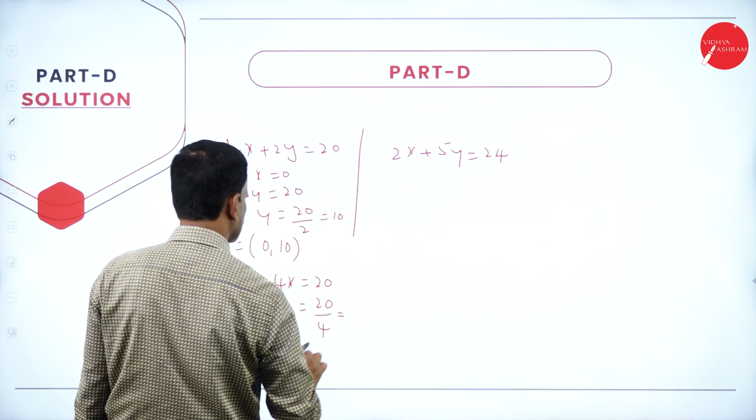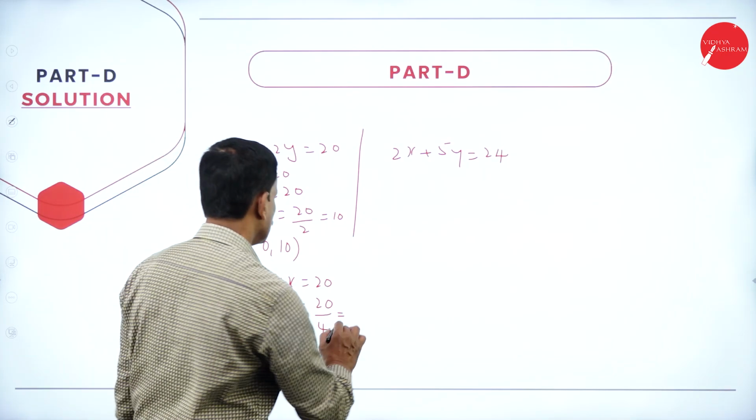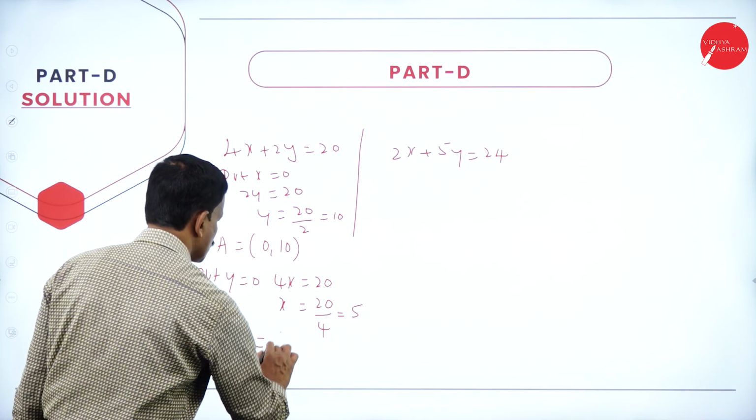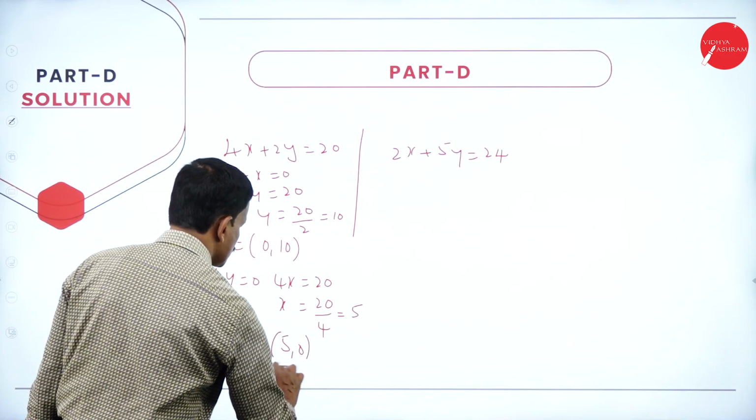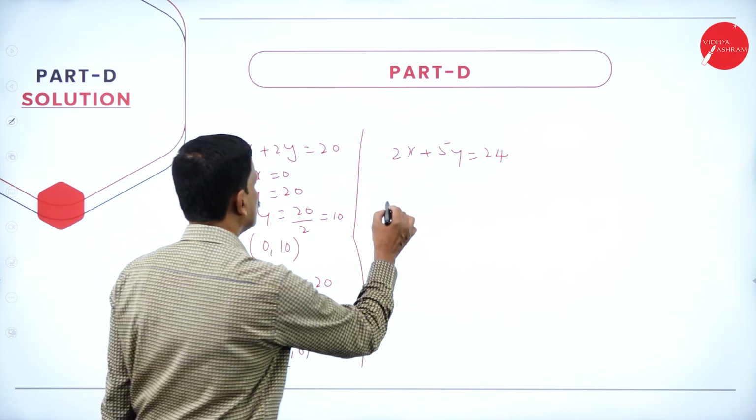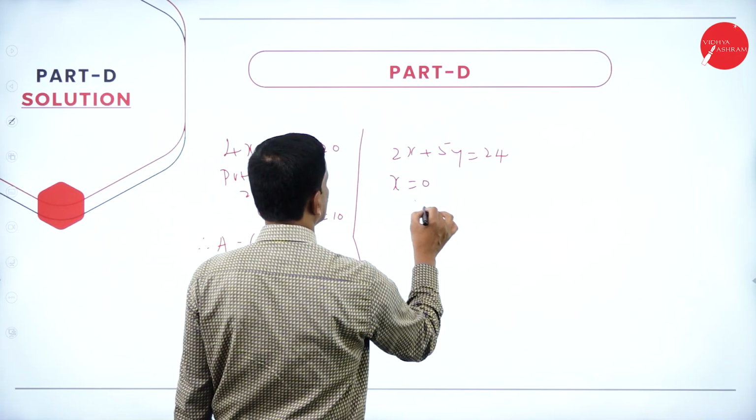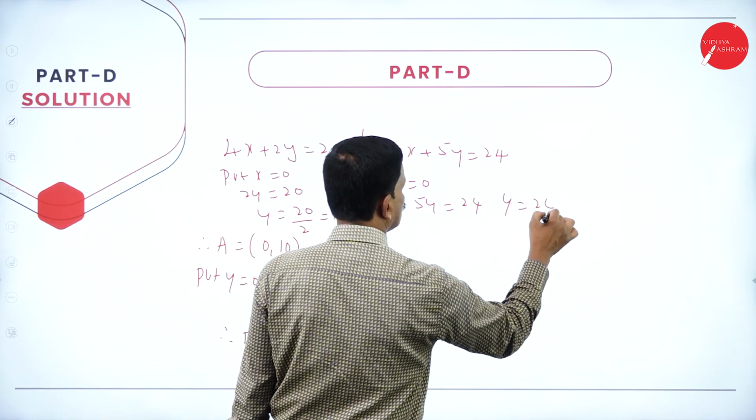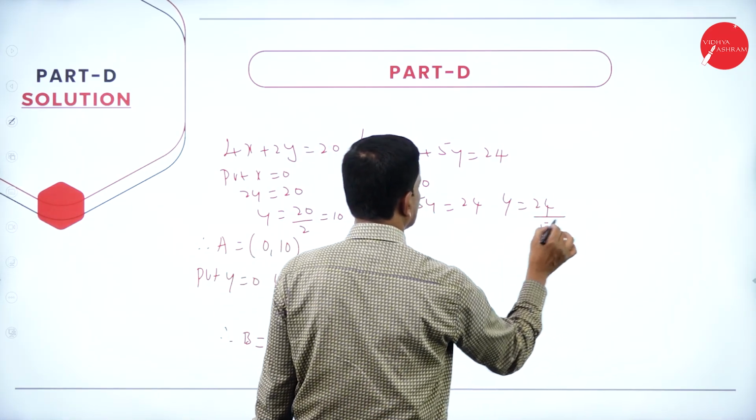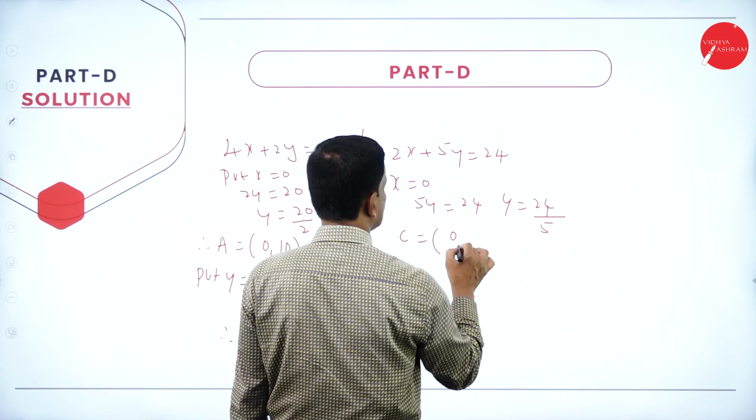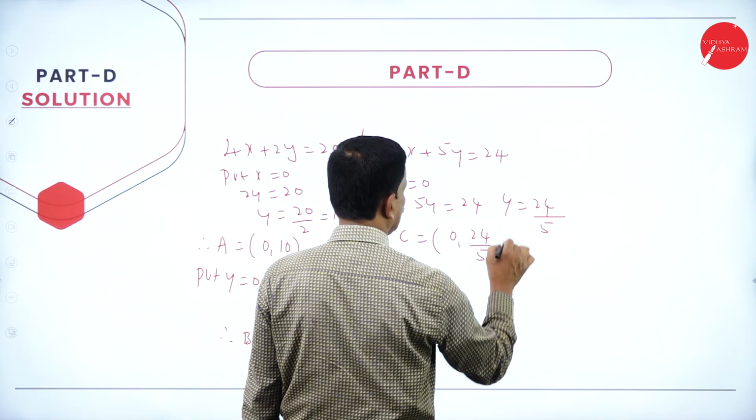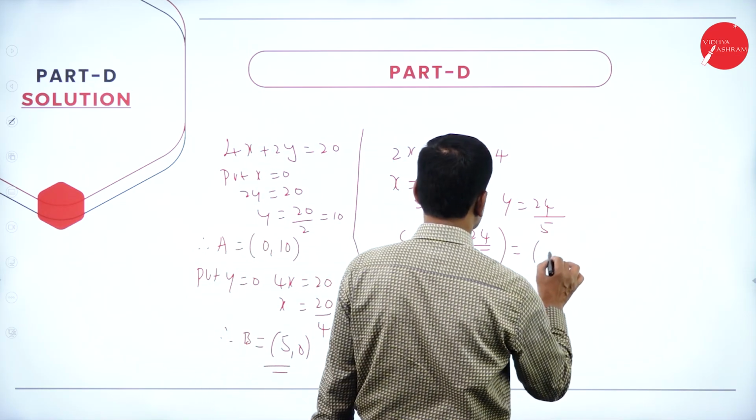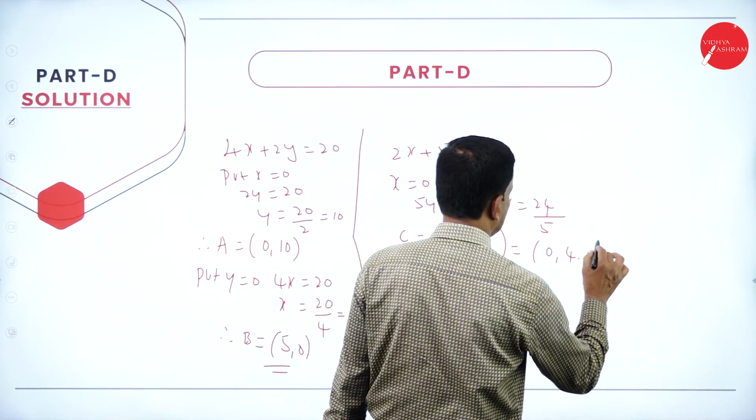That is nothing but 20 by 4, which means 5. So x is equal to 5. Therefore the point B is equal to 5 comma 0. Now for the other equation, put x is equal to 0: 5y is equal to 24, y is equal to 24 by 5. The point C is equal to 0 comma 24 by 5, which is approximately equal to 0 comma 4.8.